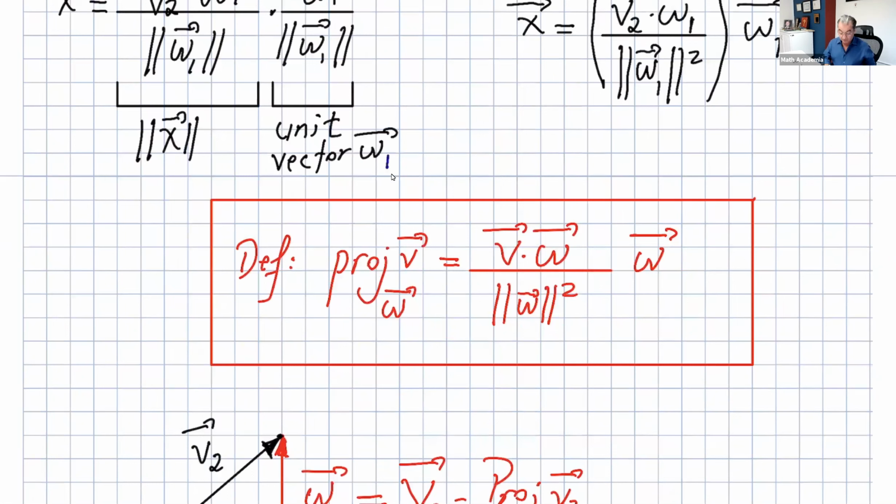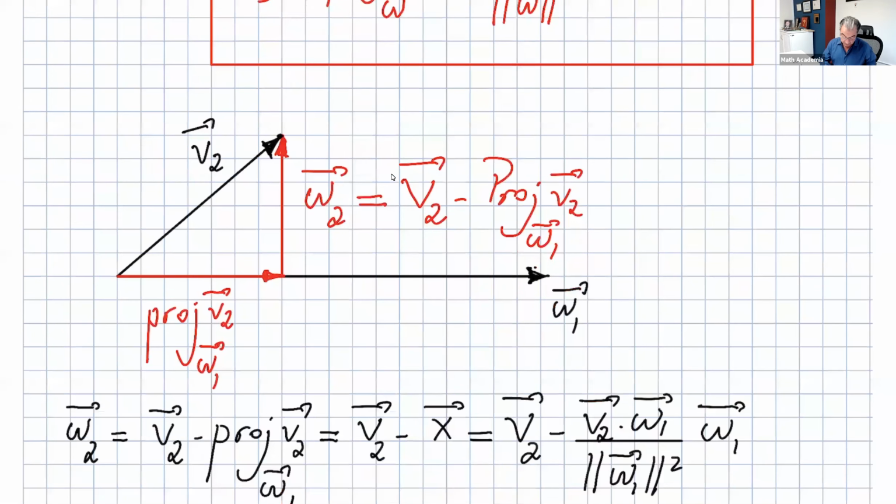The orthogonal projection of vector v onto vector w is v dot w divided by norm of w squared times w. And again, this is times, it's not dot product. This is just a constant. We'll see how we can find that with numbers.